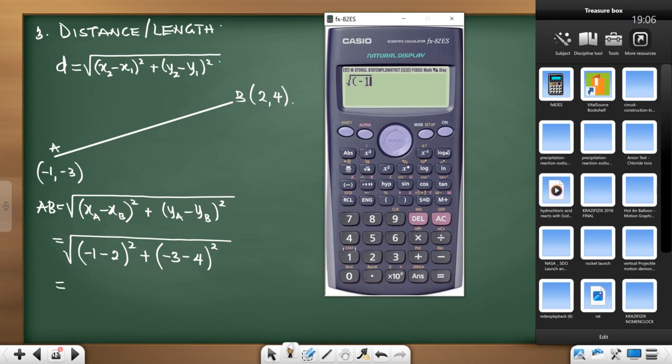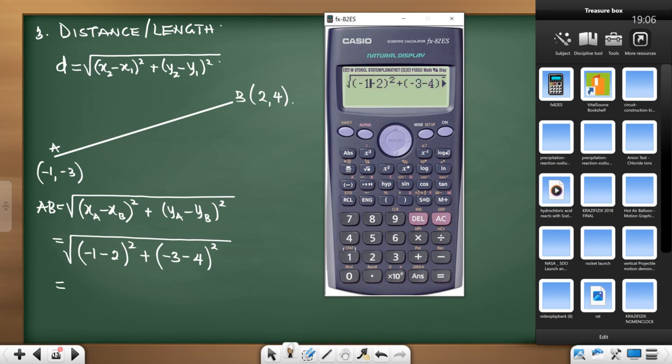Put your bracket, negative 1, negative 2, and the square, that gives you your 9, plus you have negative 3. Remember, please be careful, especially when you see negative, negative. So YA is minus 3, minus YB is 4. Be careful of that negative, negative.